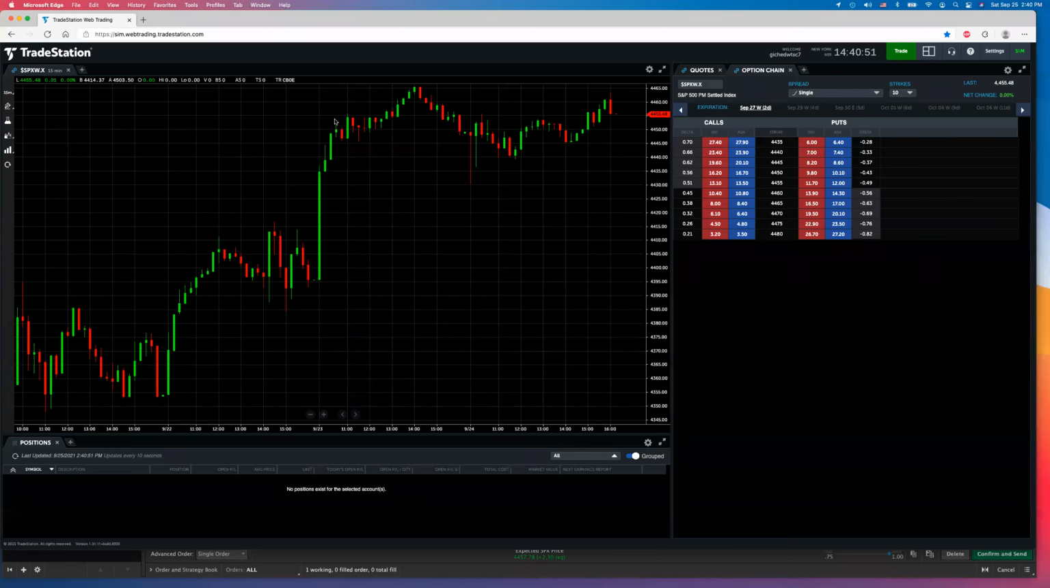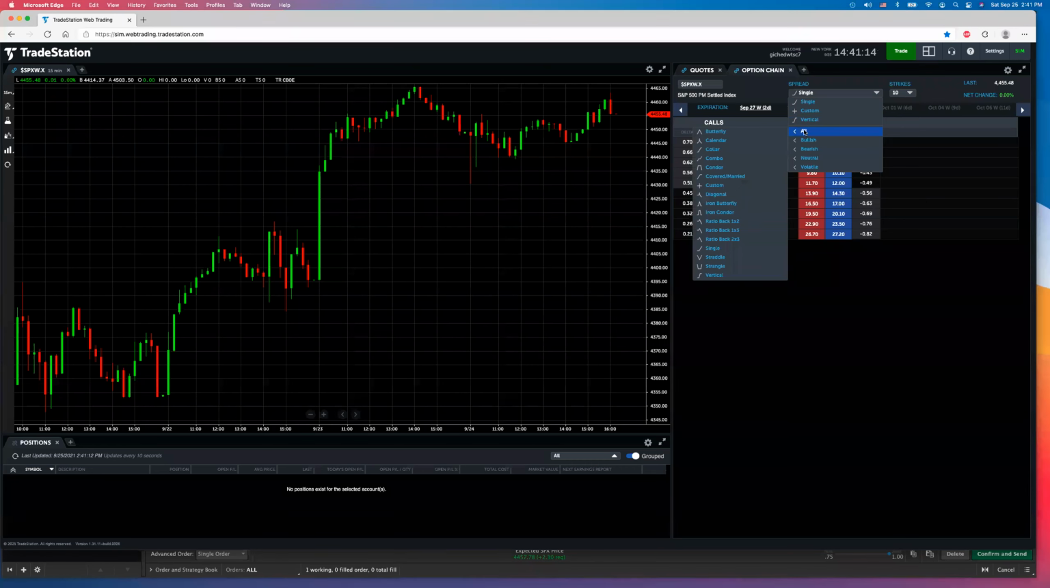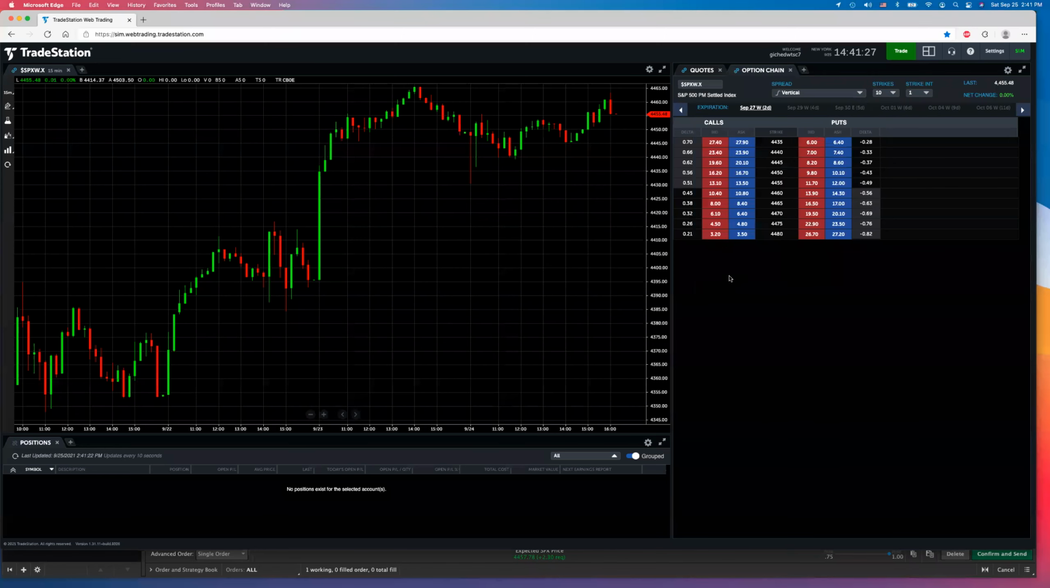So how do I sell a 43.85.80 call credit spread on TradeStation? First off, I am going to push this single drop down over here, the spread, and I'm going to select vertical. If on your screen you don't see vertical, just go ahead and click on all, or mouse over all, and then move to the left and just scroll down. It's the last item. It says vertical.